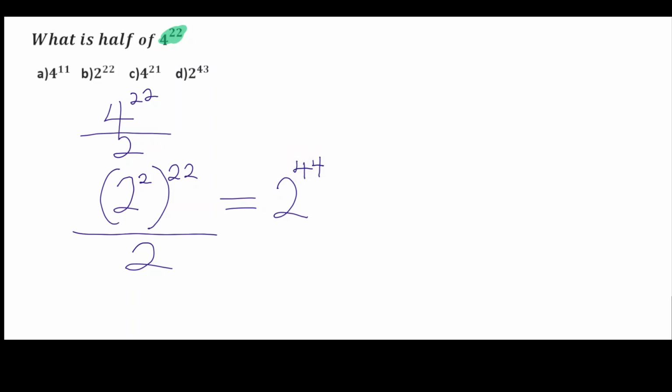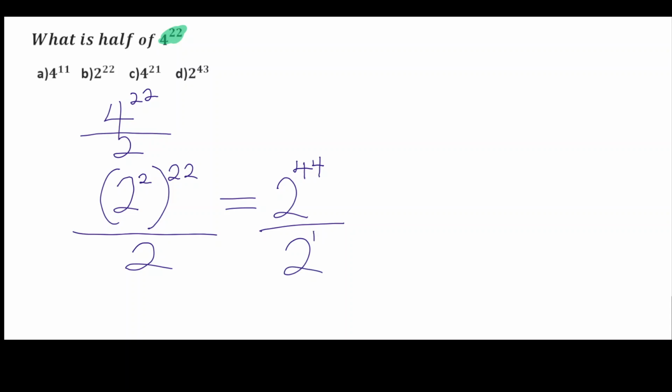44. Don't forget, one of the laws of indices says when we have a to the power of b in bracket, then outside it we have power of c, all we just need to do is multiply the powers to have a to the power of b times c, as in this case. And that's what I just did to get 2 to the power of 44. I only multiplied the two powers, which is 2 and 22, to give me 44. So having done that, I'm going to be having divided by 2, and you already know that is the same thing as 2 to the power of 1.